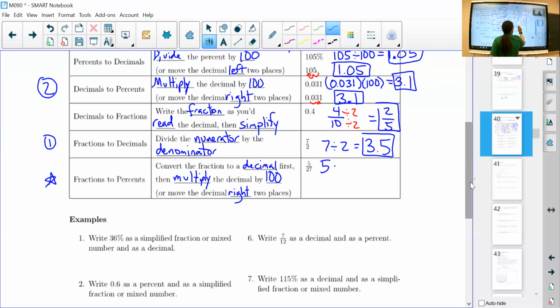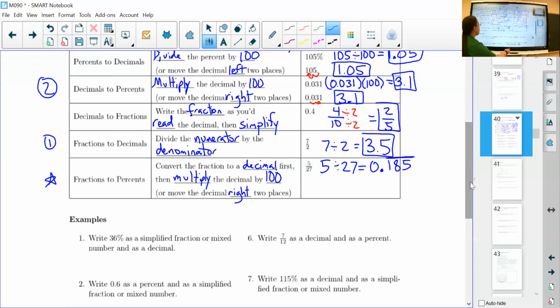5/27. Well, 5 divided by 27, that is not a nice number. It's going to be about 0.18, let's see here. Yeah, 0.185, and the 185 is repeating. So it's 0.185185185185. We've written it as a decimal. We had to use a repeating bar.